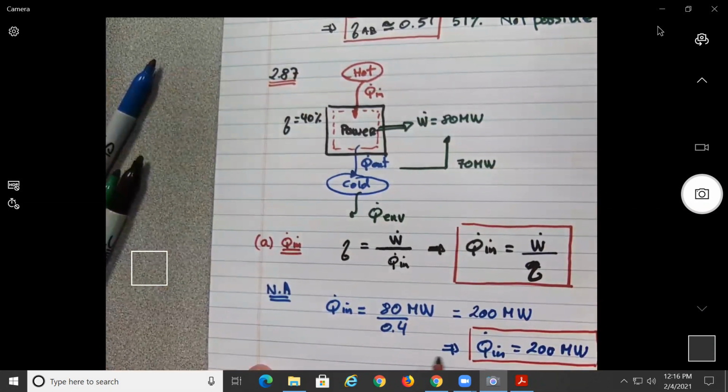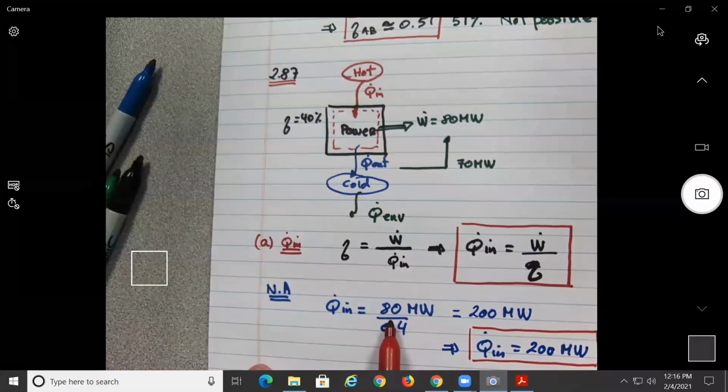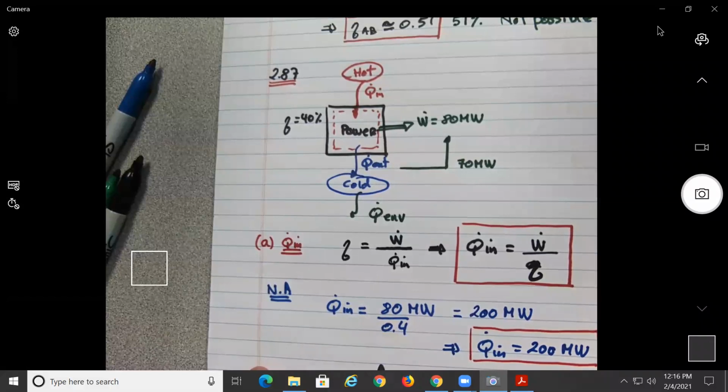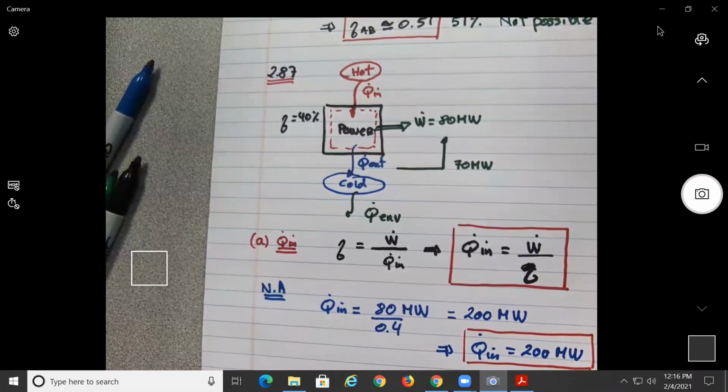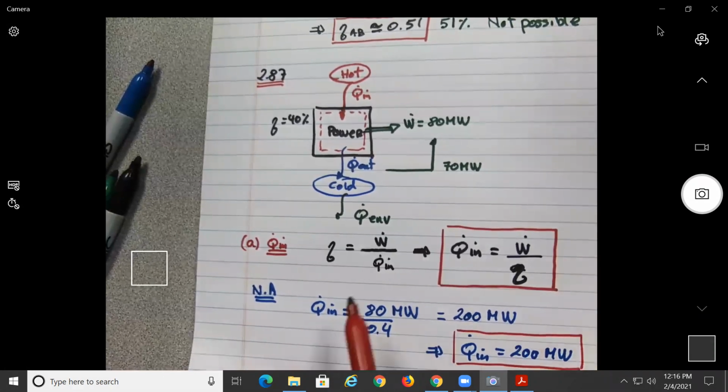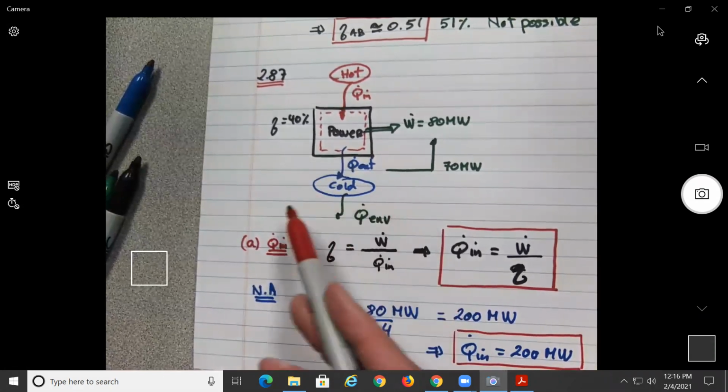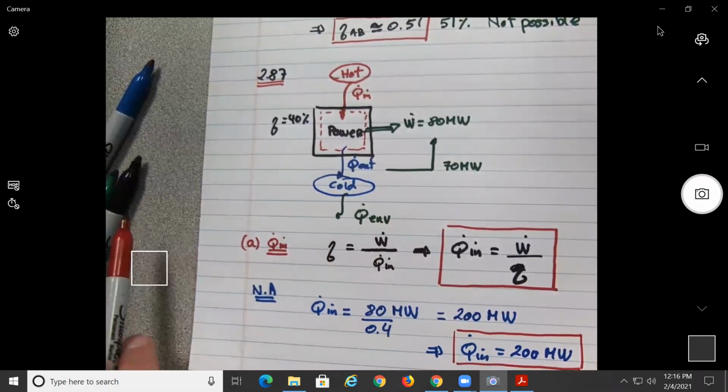The way I've done it here, this is 4 divided by 10, no? So it's 800 divided by 10. 800 divided by 4 is 200, no? So part A, you see, it's pretty simple, but you need to have a figure to know exactly where everything goes.